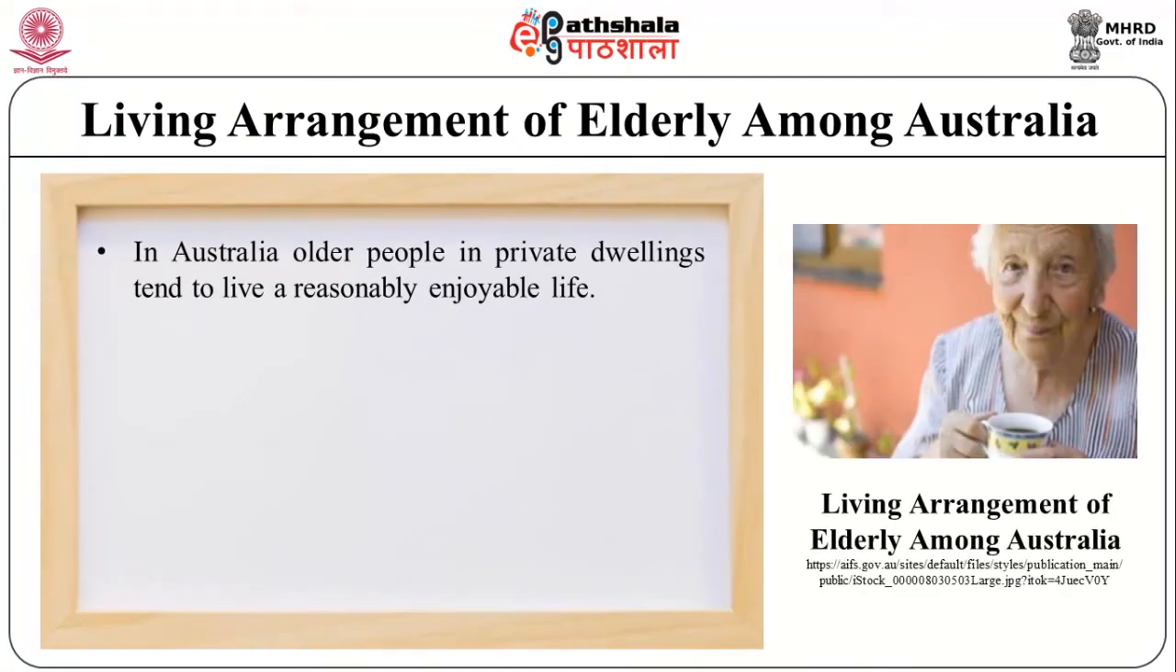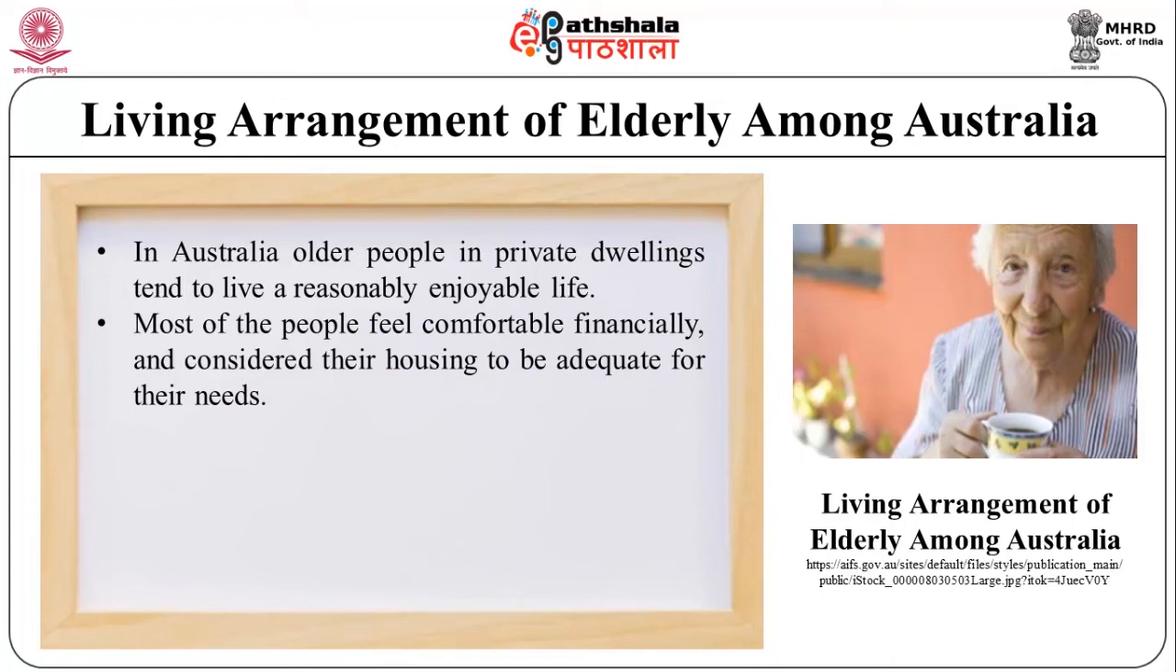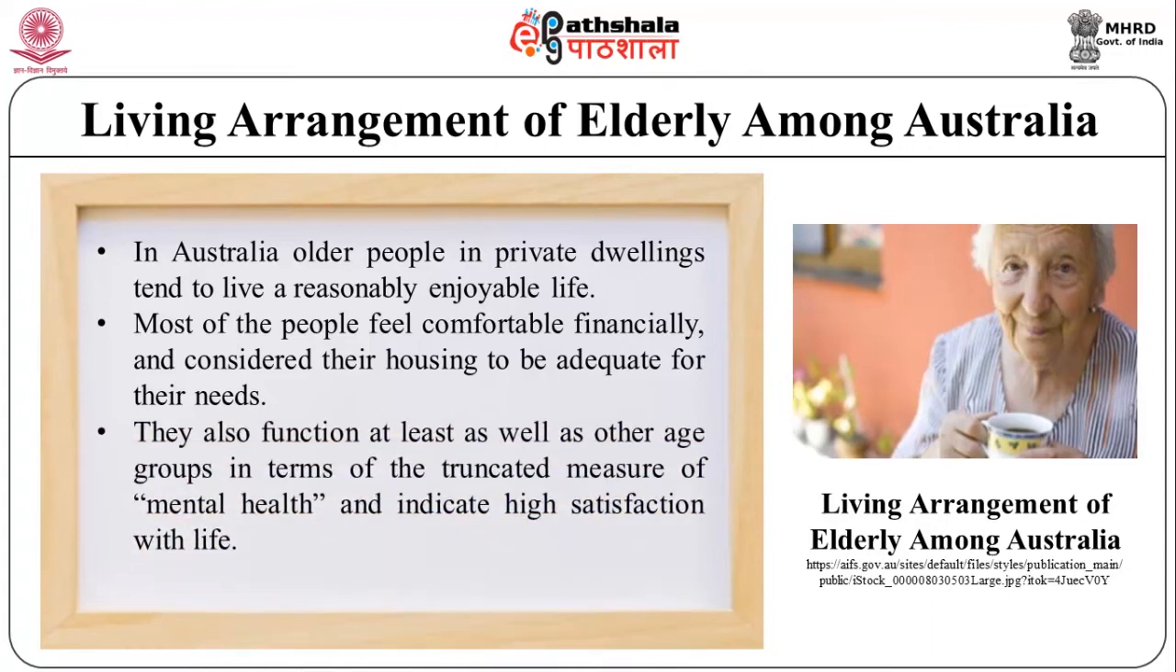In Australia, older people in private dwelling tend to live a reasonably enjoyable life. Most of the people feel comfortable financially and consider their housing to be adequate for their needs. They also function at least as well as other age groups in terms of the truncated measure of mental health and indicate high satisfaction with life.